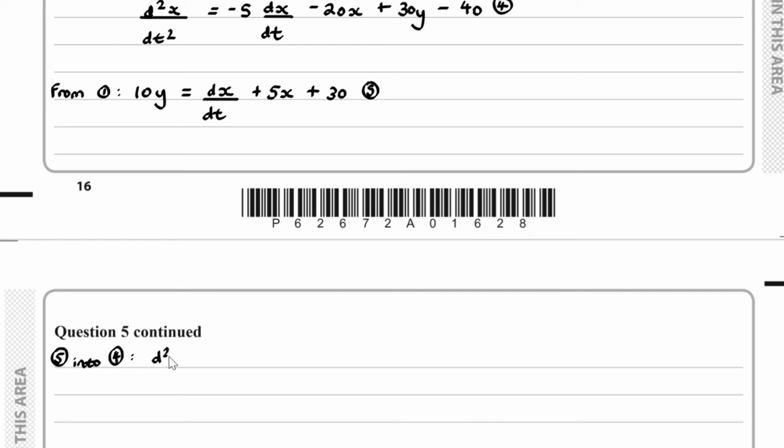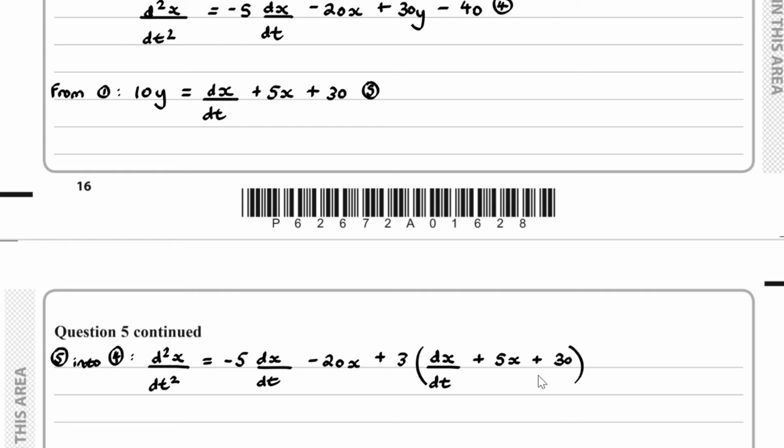we have d squared x over dt squared equals minus 5 lots of dx over dt minus 20x, and the 30y we can rewrite as 3 times by 10y, so we have 3 times by 10y, and 10y over here is equal to this result here, so we have 3 lots of dx over dt plus 5x plus 30. And we've also got this extra minus 40.